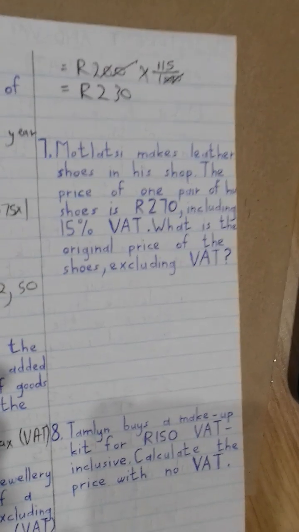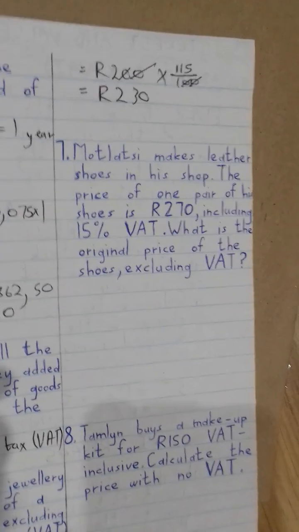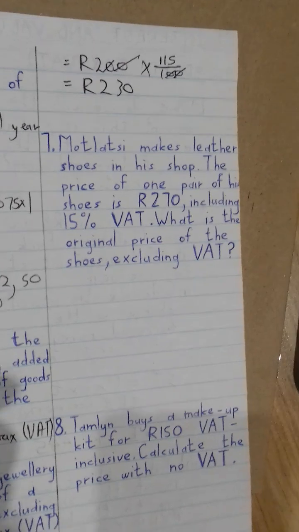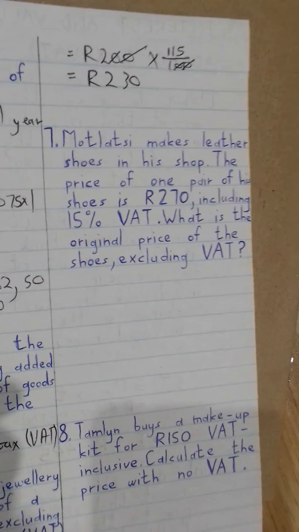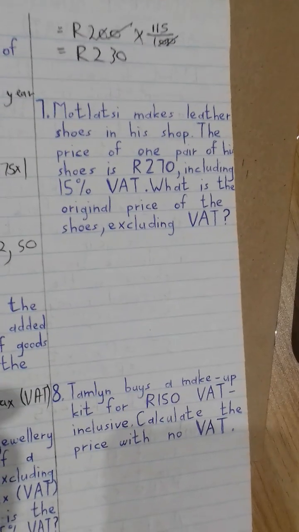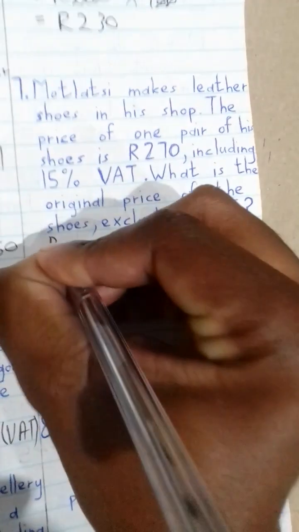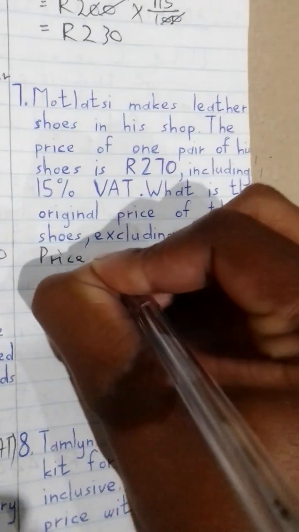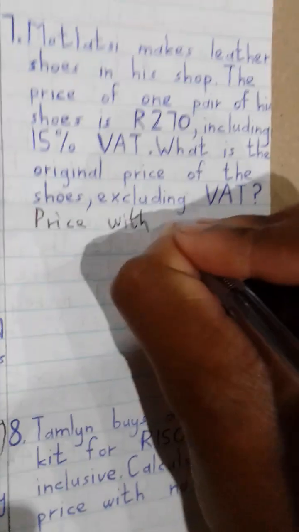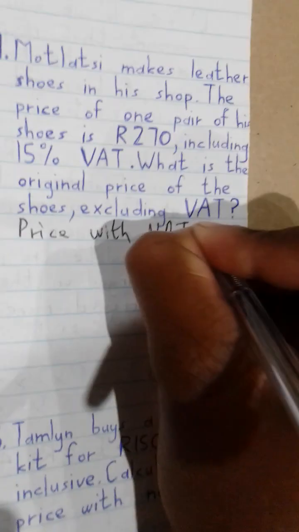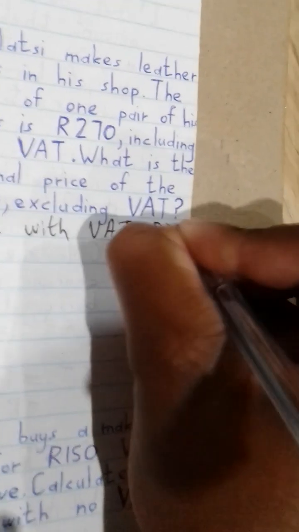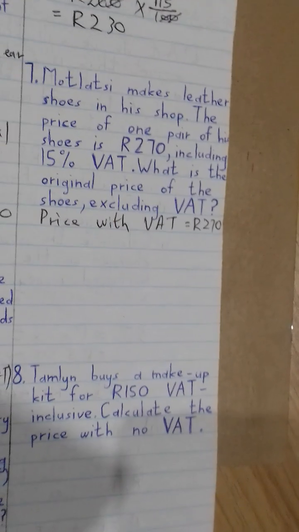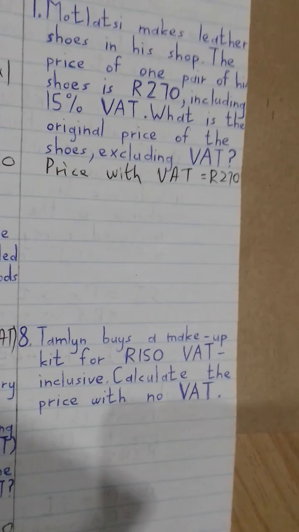Number 7 states, Mutlatsi makes leather shoes in his shop. The price of one pair of his shoes is 270 rands, including 15% VAT. What is the original price of the shoes excluding VAT? Okay, so price with VAT, which we are told is 15%, is 270. Now we need to calculate the original price or price excluding VAT.